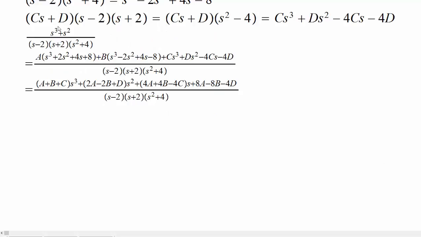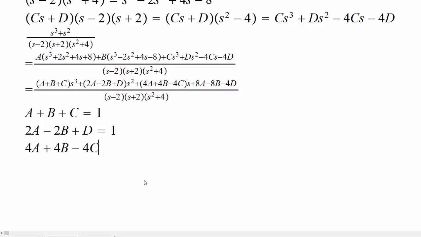Now if we compare the coefficients here, what we get is we have this equal to 1, right? The coefficient of s square is also equal to 1, and since there is no s here, we will have it as 0 here, and then this also becomes a 0.